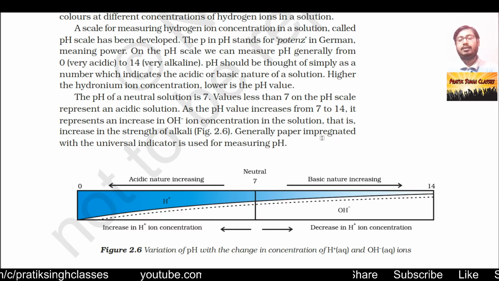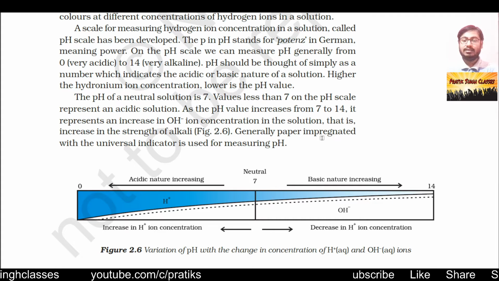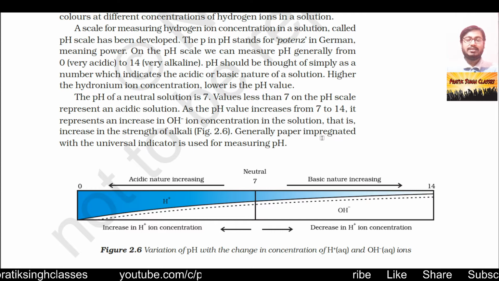The pH of water is 7. The number 7 is neutral. Water is neutral, neither acidic nor basic. And when we decrease from 7 to 0, the acidity strength increases, and when we increase from 7 to 14, the basicity of the solution increases.